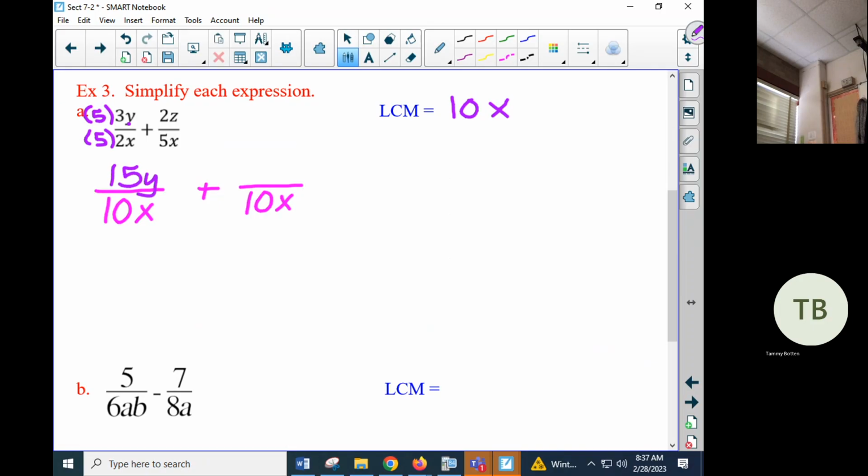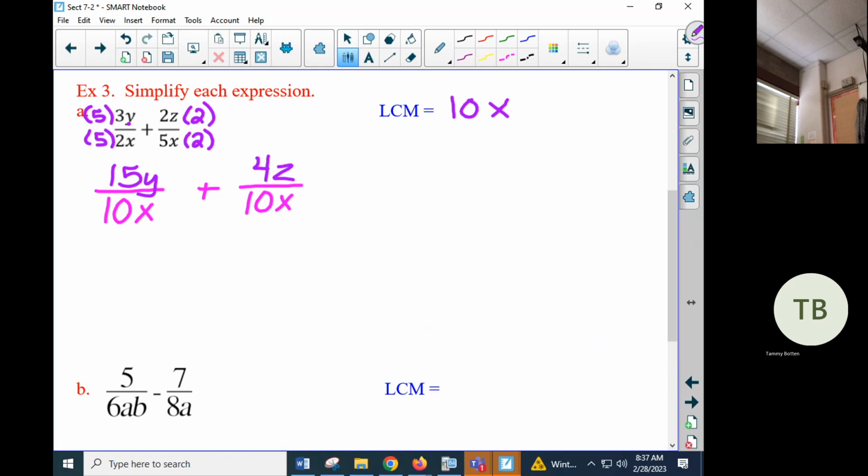Okay, now let's go to this. I have 5x, but I need 10x. So I think 5x times what would give me 10x? 2, right? So I need to multiply this by 2 as well as that by 2. Now that would give me 10x on the bottom, and 2z times 2 is 4z.